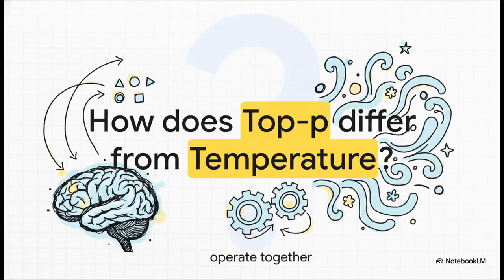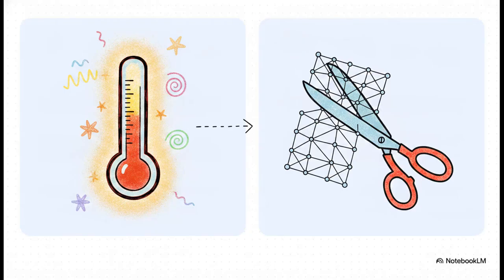Now, you might be thinking, wait, this sounds a whole lot like what temperature does. It's incredibly common to confuse these two settings, so let's clarify how they operate as a team. It's really a two-step dance. First, temperature rescales the entire mathematical playing field. It adjusts the raw scores before any final percentages are calculated, deciding just how flat or sharp the options are going to be.